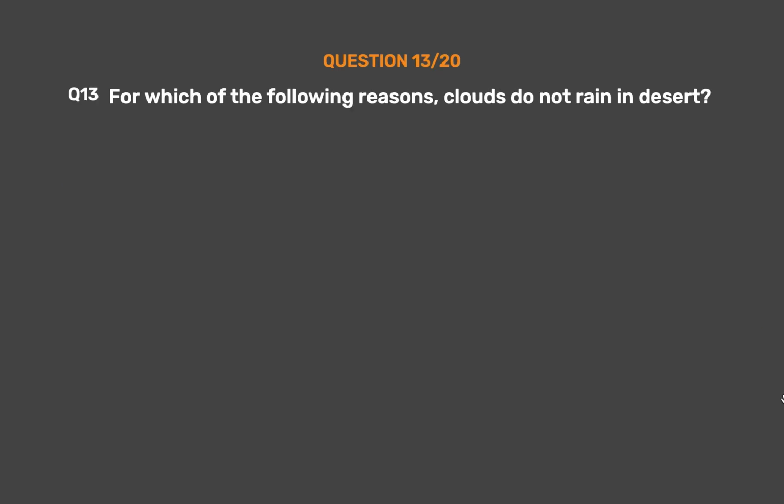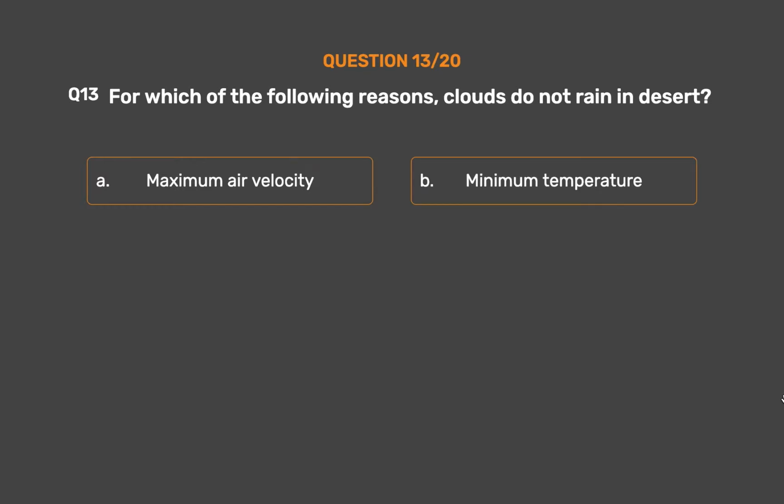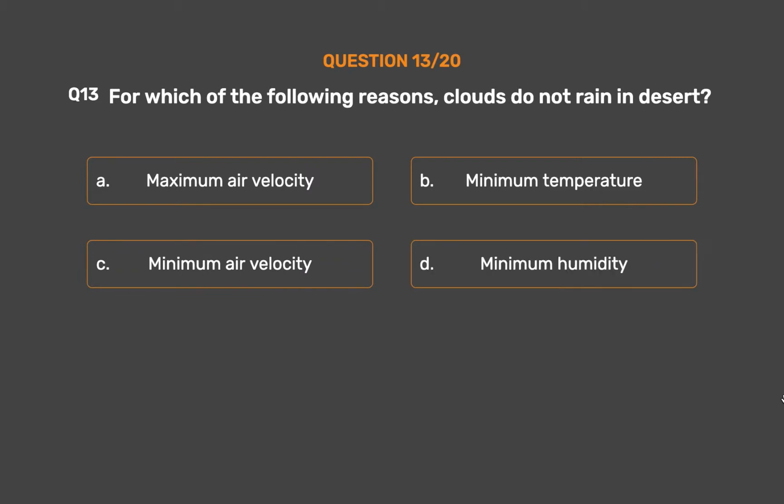Question number 13. For which of the following reasons do clouds not rain in desert? Option A. Maximum air velocity. Option B. Minimum temperature. Option C. Minimum air velocity. Option D. Minimum humidity.